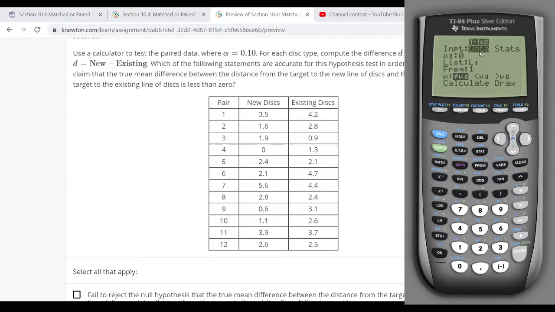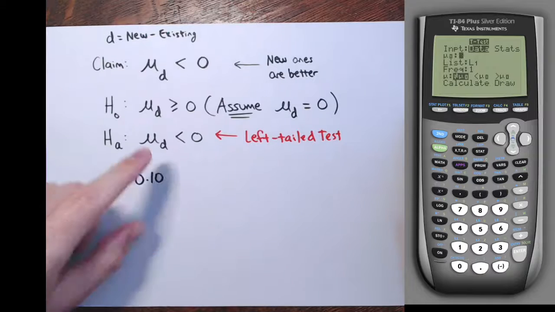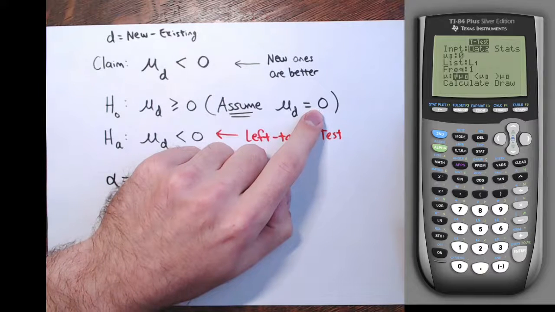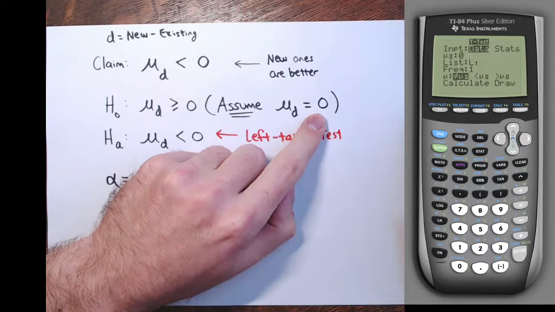And then am I given data or statistics? Now they didn't give me any means here, they just give me these lists of data. So I'm going to stick to the data option. And then what's mu0? Well, mu0 is the mu d from the null hypothesis. So what's mu d assumed to be? It's assumed to be 0. So let's keep that as 0.